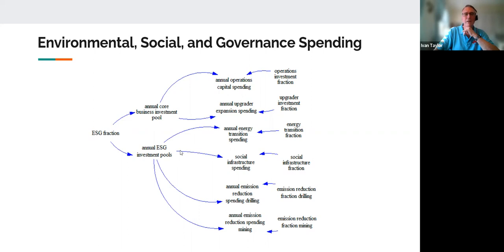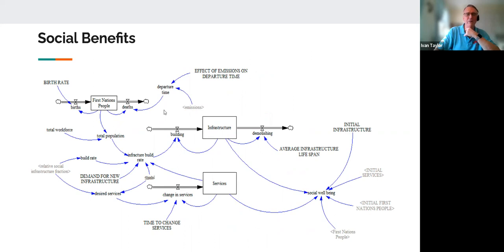Okay, here's the social benefits model. We're talking about social benefits for First Nations people, and we feel that by investing in social aspects, the industry might invest in infrastructure and services that could be provided to First Nations people. Then we have this idea of social well-being, which is a combination of infrastructure, services, and the population. And the population of First Nations people will also be impacted by the emissions.